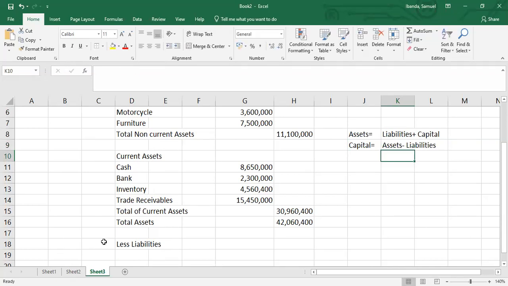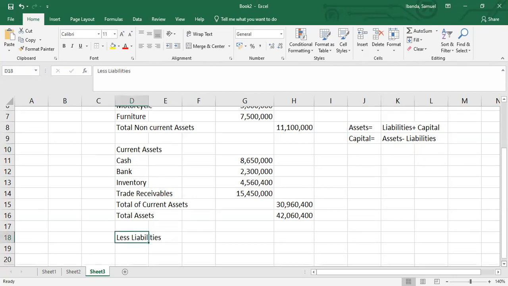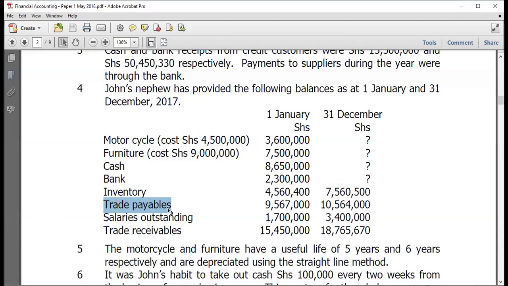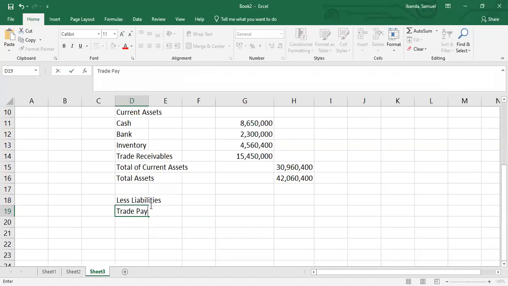So right here, I'm lessing my liabilities, which means that I'm now going to pick my liabilities. As you saw, we had our trade payables as the first tier. The trade payables, let's pick the amount. Trade payables.